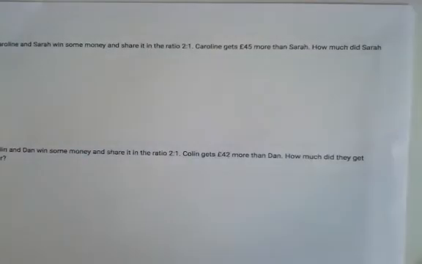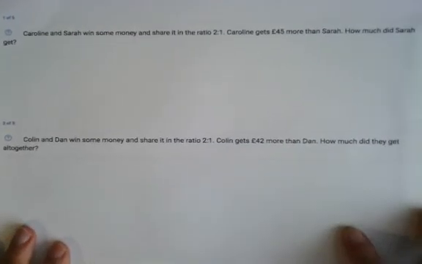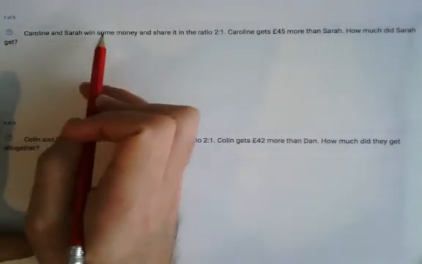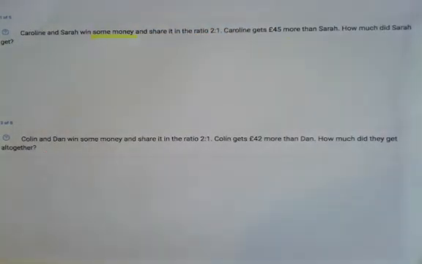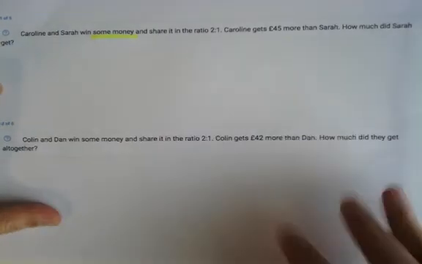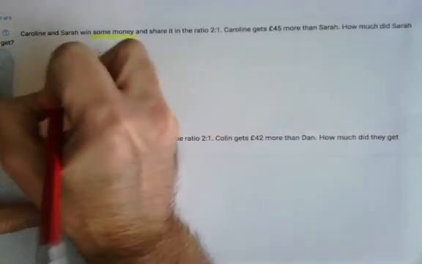Right, the one that I've asked you to do, the Hegarty Maths clip, is this one, 334. So what we're going to do is a quick your turn, my turn, that I'd like you to have a go at in your books or on this, and then you can go and have a go at that on your own. Right, Caroline and Sarah win some money and share it. So straight away, they win some money. Don't win a total, so we're not sharing a total, and they share it in the ratio 2 to 1.